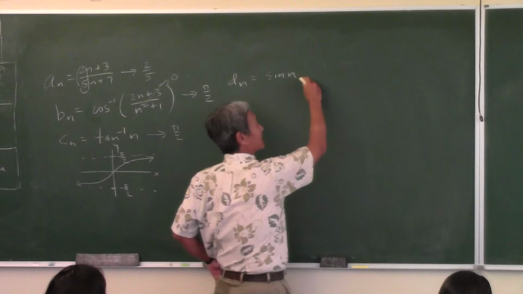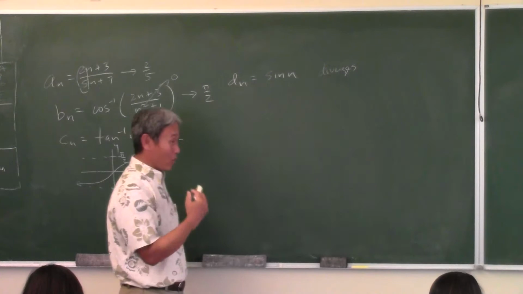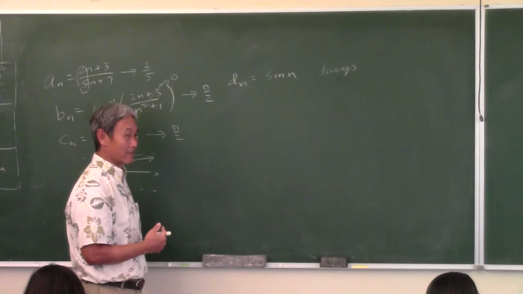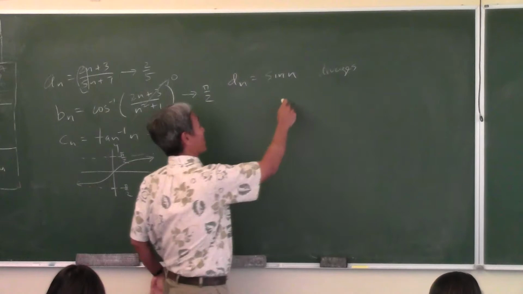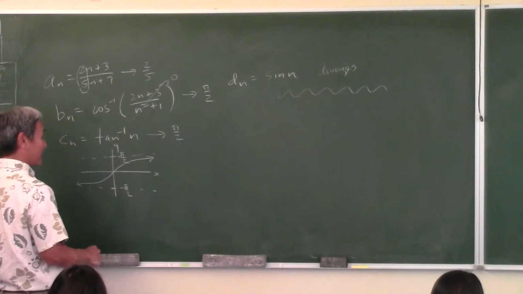But if the question was compute the limit of this sequence, then you would say it doesn't exist. And when a sequence diverges, there could be several ways it could diverge. It could diverge to infinity, but this one doesn't because the graph is just oscillating back and forth. So we just say it diverges. You get it?